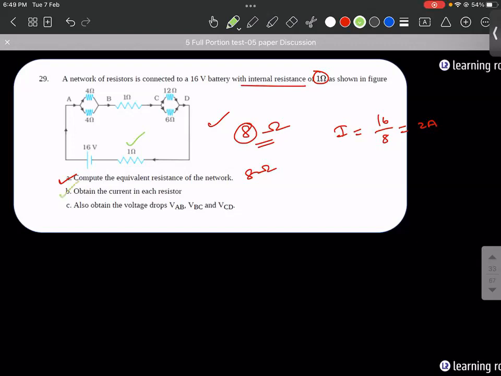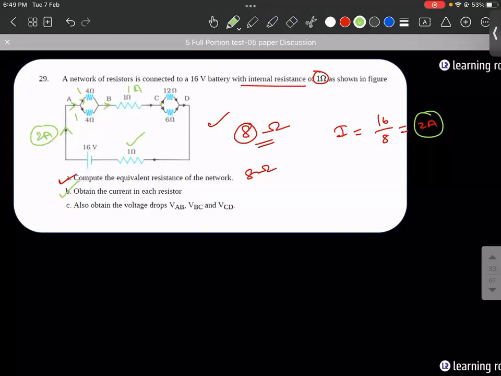So, obtain the current in each resistor. Total current is 2 ampere. That 2 ampere is going to be like this. Now it will get split into 2 parts. Of the 2 ampere, 1 ampere will go here, 1 will go here. Correct. Similarly, in this 1 ampere, what will happen?